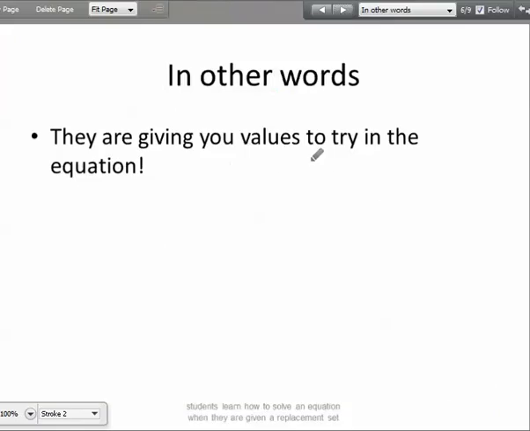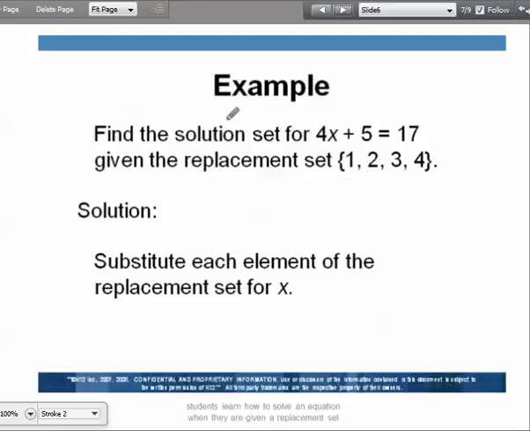In other words, I'm going to give you values to try. So if you've been using that first technique for solving equations of guess and check, guess what? I'm giving you values to guess with. And you can guess with those values. Those would be the things called the domain. And then when you get values out, those would be the things you call the range. Let me give you an example.